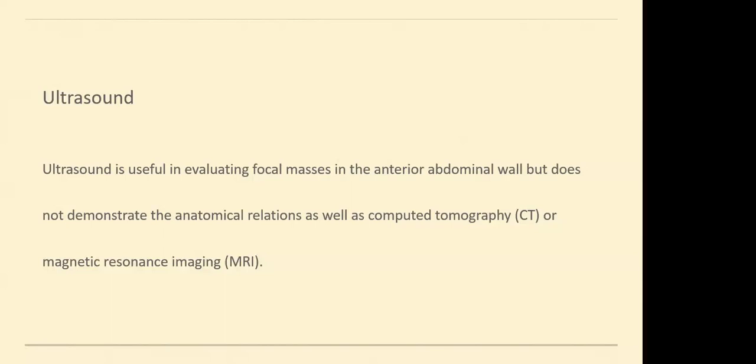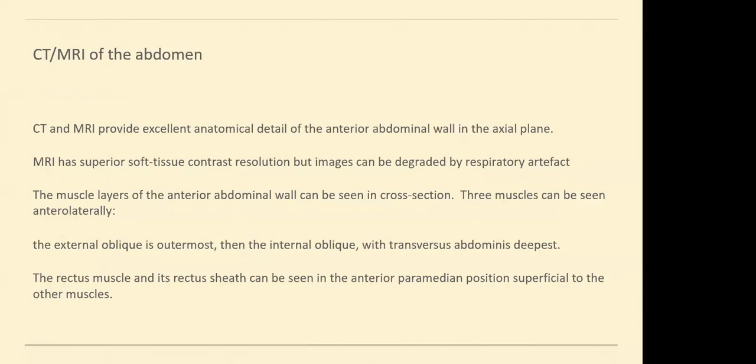Ultrasound is useful in evaluating focal masses in the anterior abdominal wall, but it does not demonstrate the anatomical relations as well as CT or MRI. CT and MRI of the abdomen show excellent anatomical detail of the anterior abdominal wall in the axial plane. MRI has superior soft tissue contrast resolution, but images can be degraded by respiratory artifact.